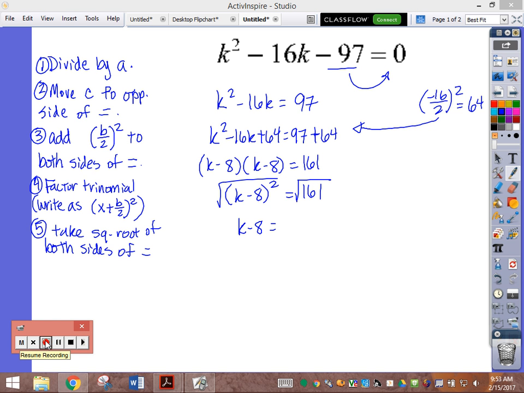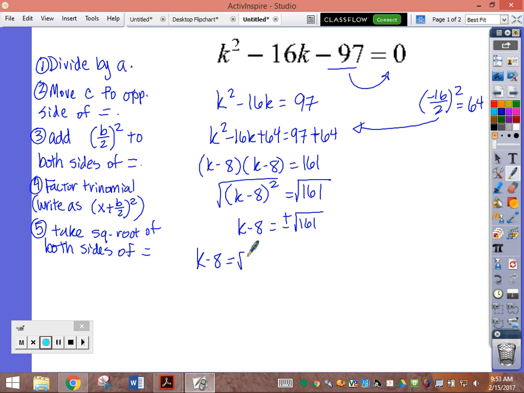There are no factors of 161 that are perfect squares. So I would leave it in simplified form as a radical, square root of 161. And remember, when you take the square root, it's always a positive and a negative. So then I break my equation apart into the two cases where it equals positive square root of 161 and negative square root of 161. And I would finish by adding 8 to both sides.